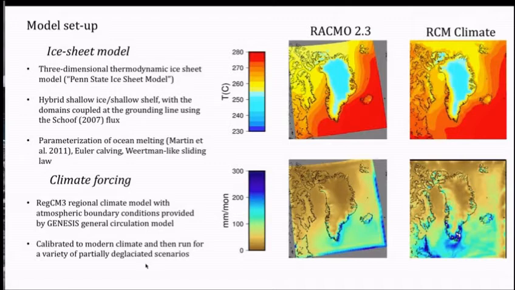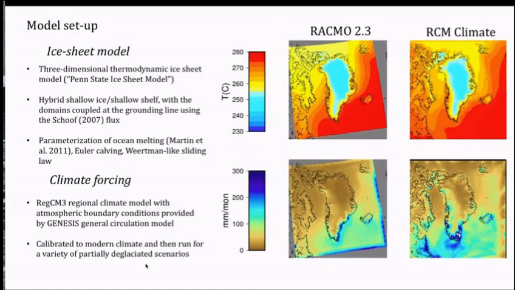We couple those domains using a parameterization for how ice moves from the grounded part, where it's sitting, to areas where the ice is floating on water.